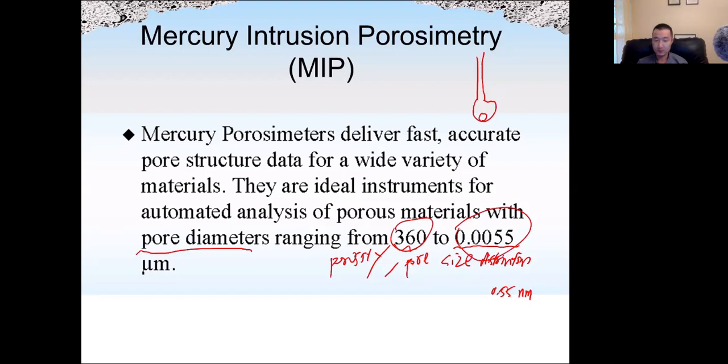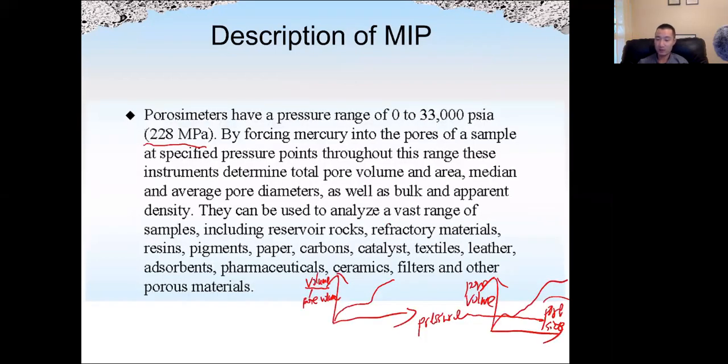under high pressure. The pressure from the mercury can be up to 228 megapascals, which corresponds to the smallest pore size. So as we increase the pressure, more and more mercury will penetrate into the pores, into the pore volume of the specimen. And there's a correlation between the applied pressure and the size of the pores. We're going to talk about the equation to correlate these two parameters in a moment.